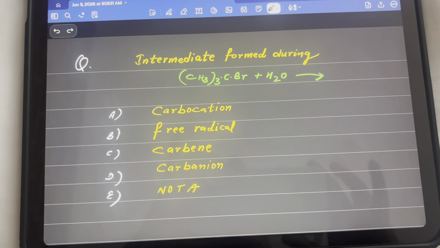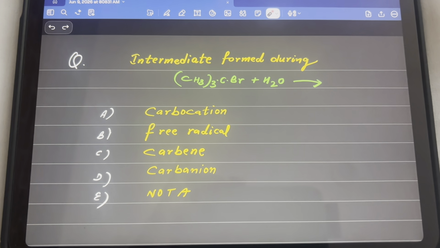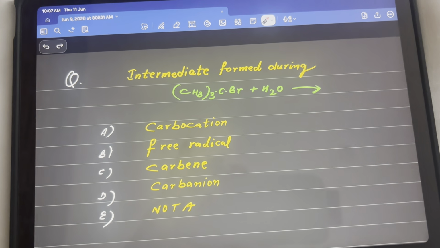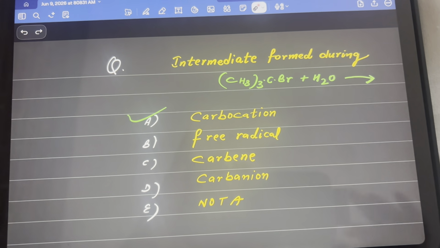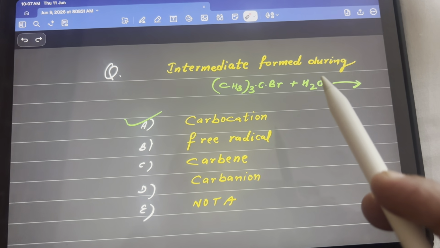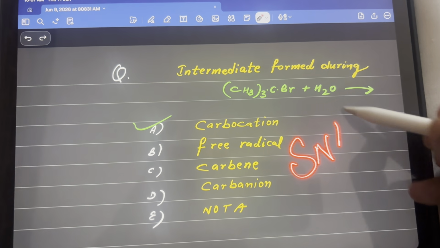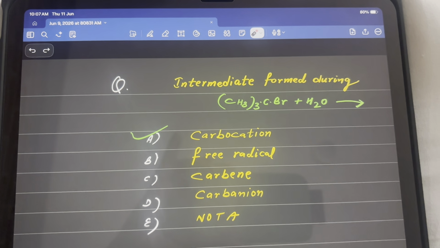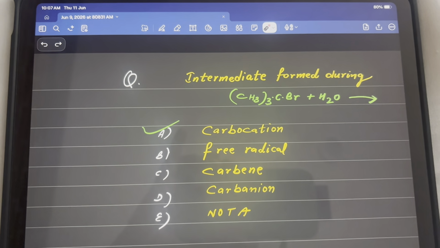Now these are very different type of questions. You can see the intermediate formed during this reaction. The correct answer is carbocation. Why carbocation? Because this is tertiary alkyl halide and hydrolysis, so it will proceed through SN1, and during SN1 reaction it proceeds with the formation of carbocation. Rate of reaction is directly proportional to stability of carbocation intermediate.